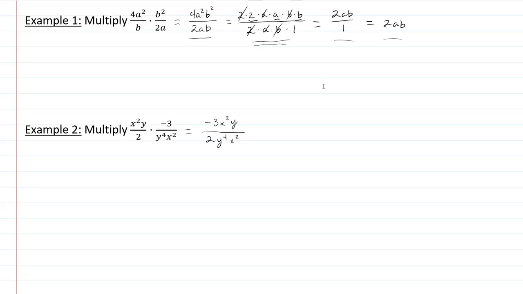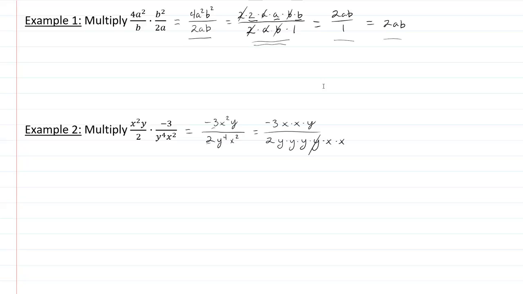Now we have to simplify, and we do that by expanding the exponents and the integers. So we see that negative 3 and 2 can't be expanded anymore, so all we really have to do is just expand the exponents. So this becomes negative 3 times x times x times y. And on the bottom, we have 2 times y times y times y times y times x times x.